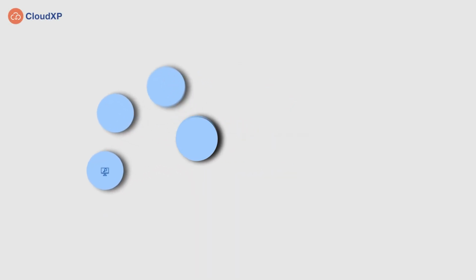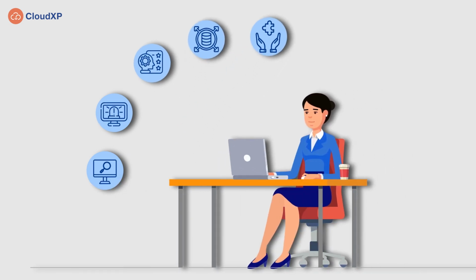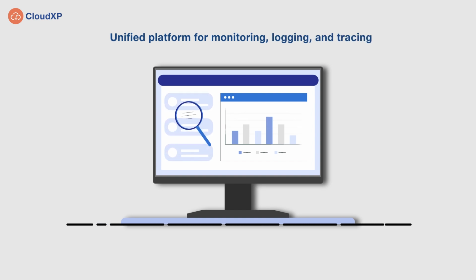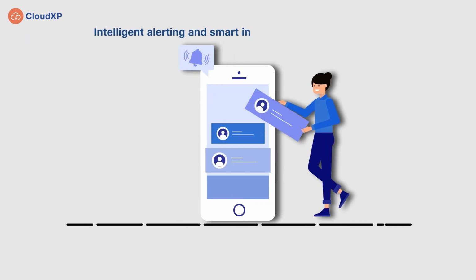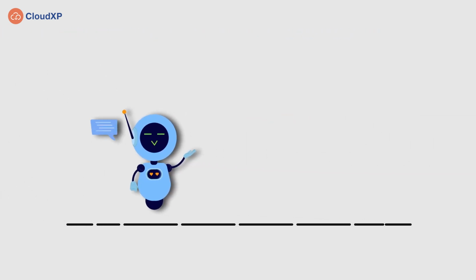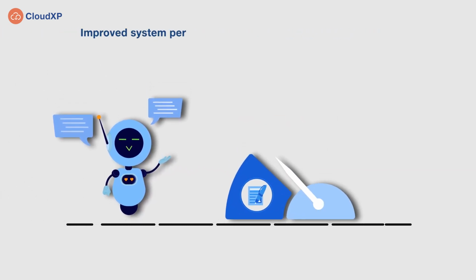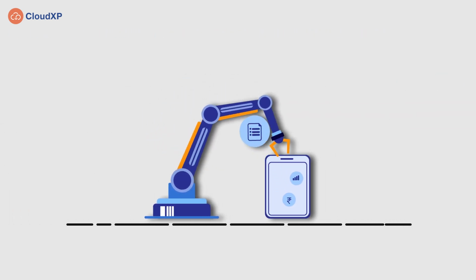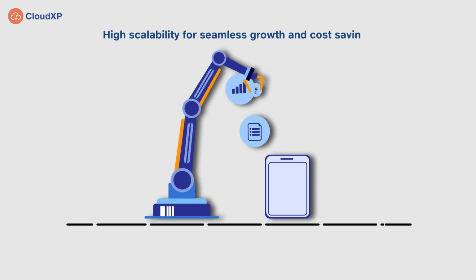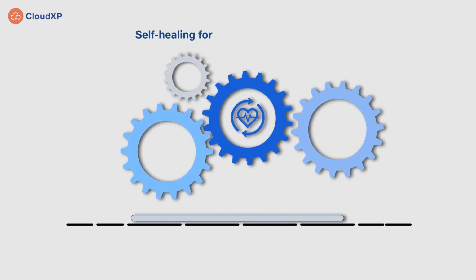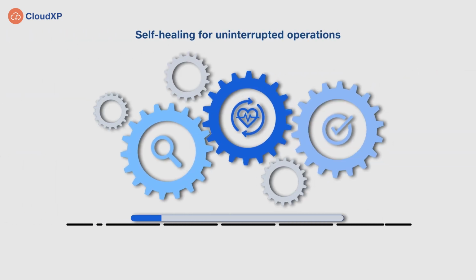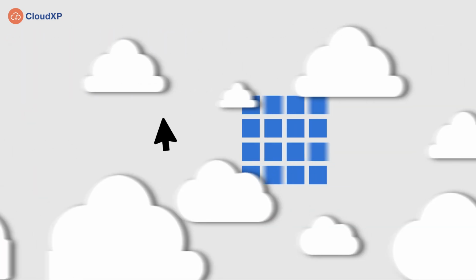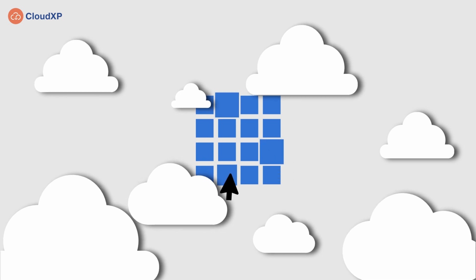With features designed to tackle digital operational challenges, CloudXP offers a unified platform for monitoring, logging, and tracing, intelligent alerting and smart incident creation and tracking, AI-powered recommendations to improve system performance and ensure optimal resource utilization, automatic resource scalability for seamless growth and cost savings, self-healing to proactively identify and resolve issues and ensure uninterrupted operations, providing a seamless observability experience across multiple cloud service providers.